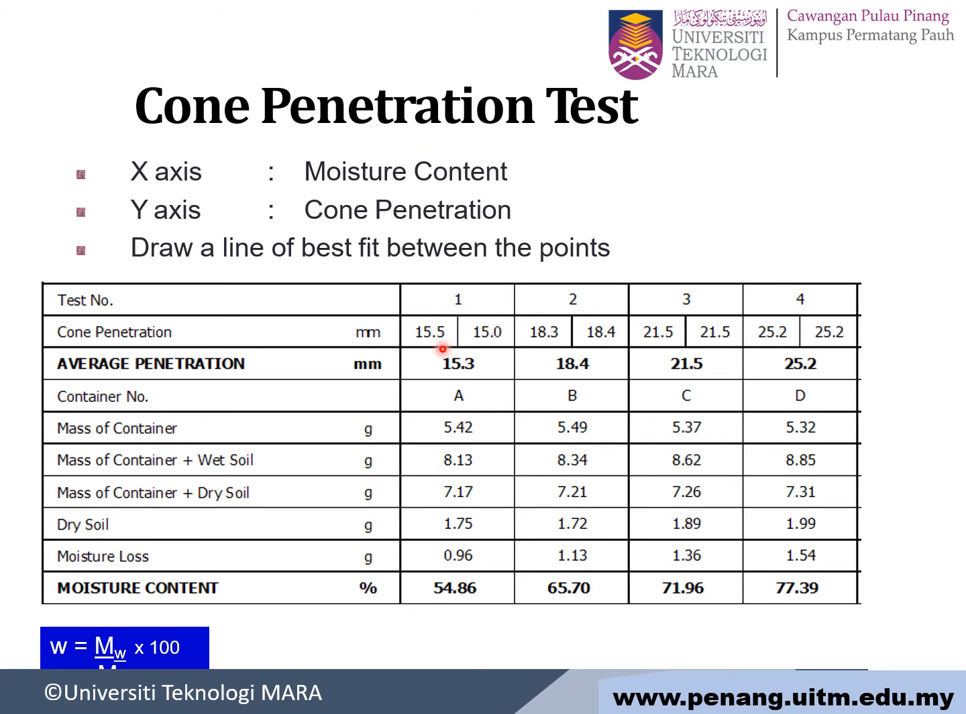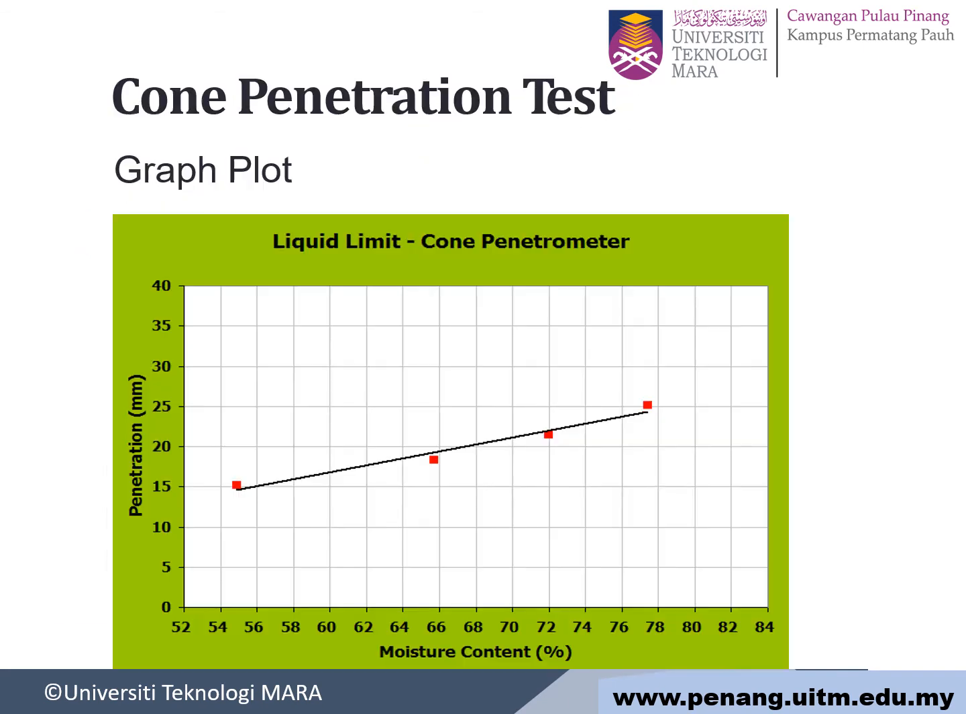If it says you take two values, 15.5 and 15, then it's okay. If it says you take 15.5 and then 30, you have to add another value of cone penetration. So if you look here, we have the value of average penetration and also moisture content. Okay, next step is graph plot.